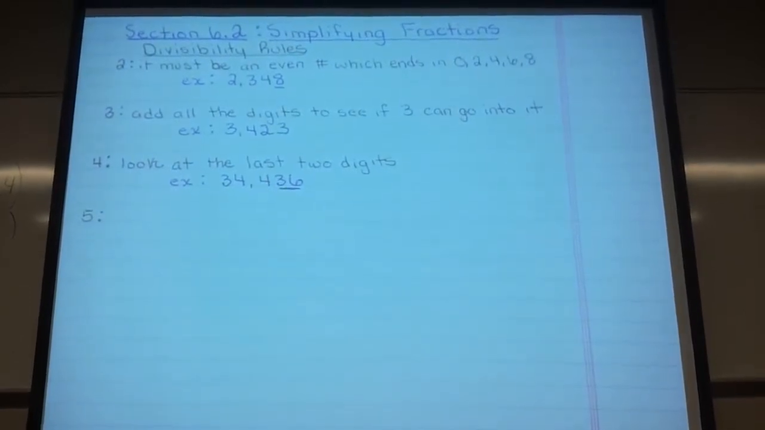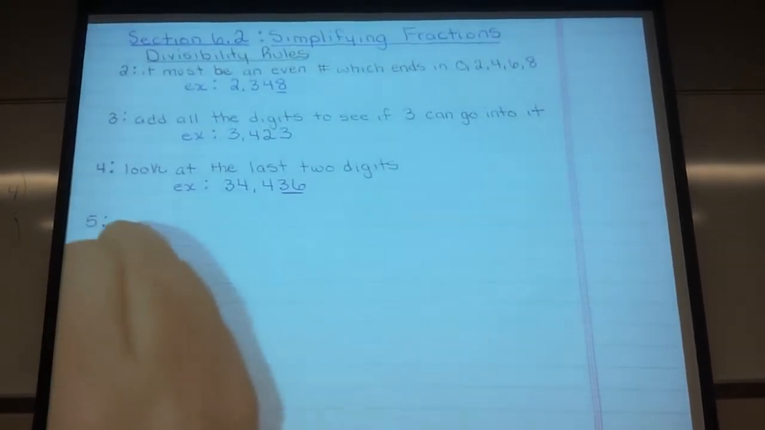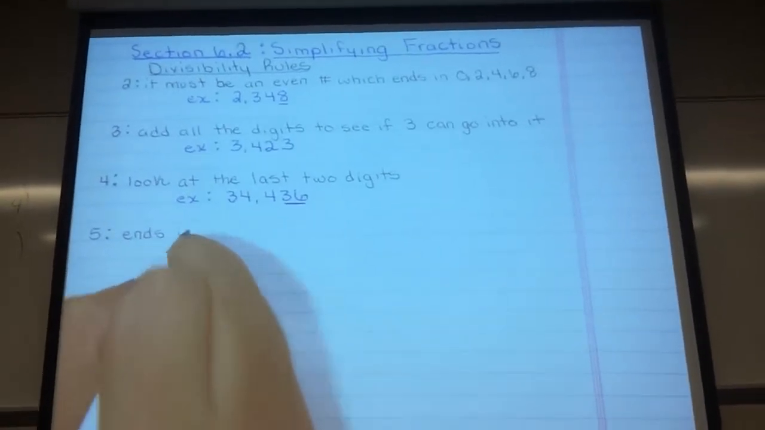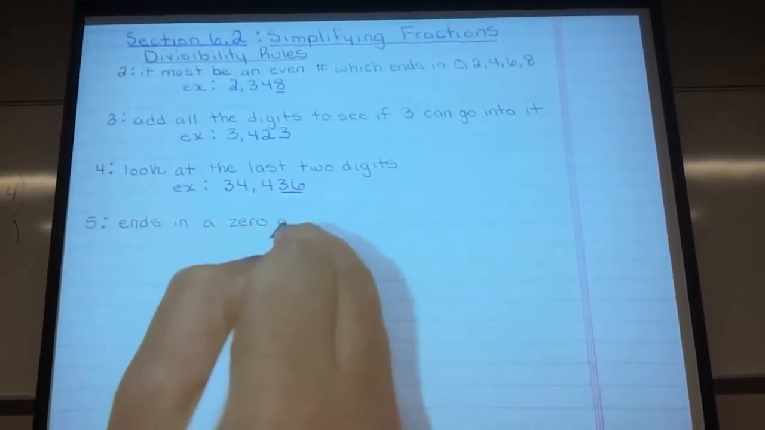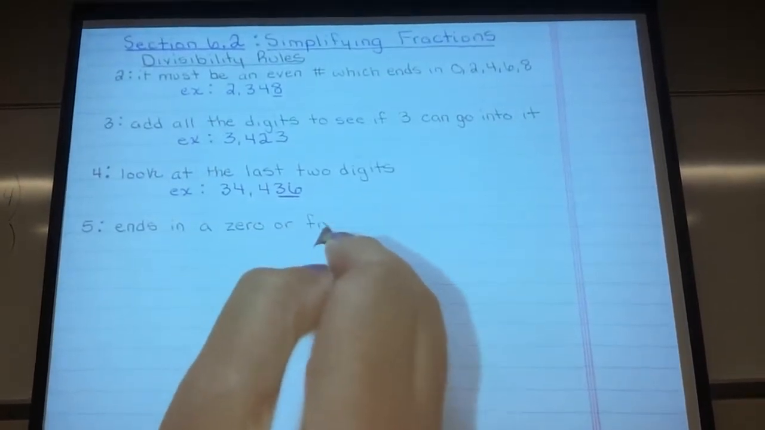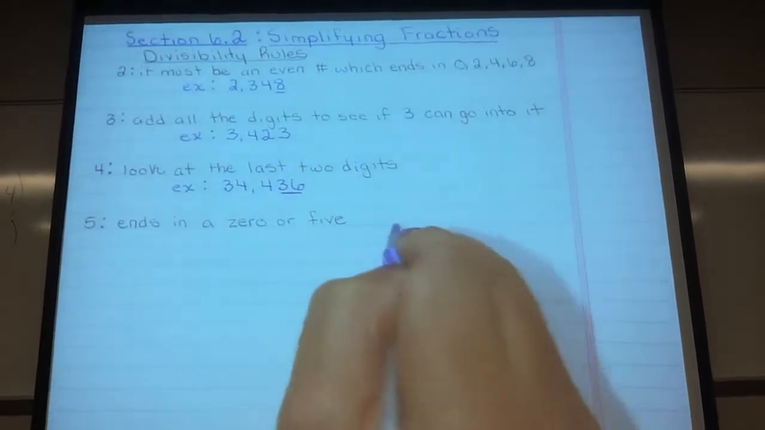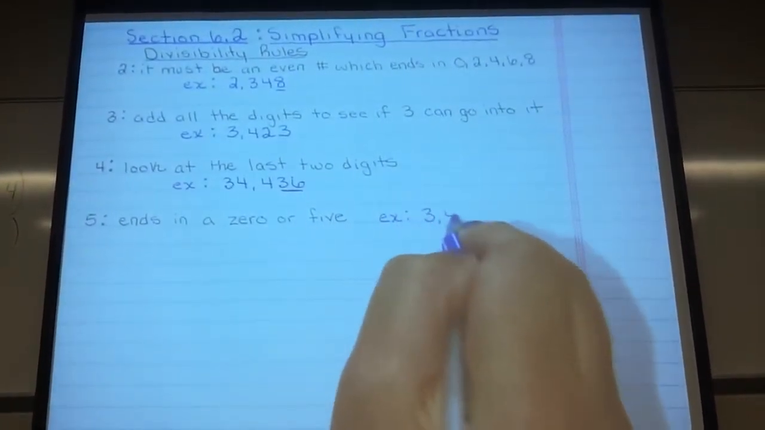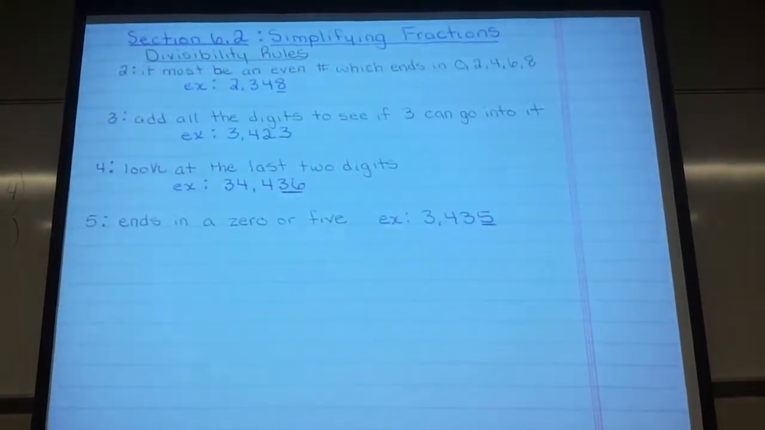Okay, now this one's a little bit more common. Do you know when something's divisible by 5? If it ends in a 0 or 5. Ends in 0 or 5. Well, again, pretty common. So, for example, if I had 3,435, it ends in a 5, so I know 5 can go into it.